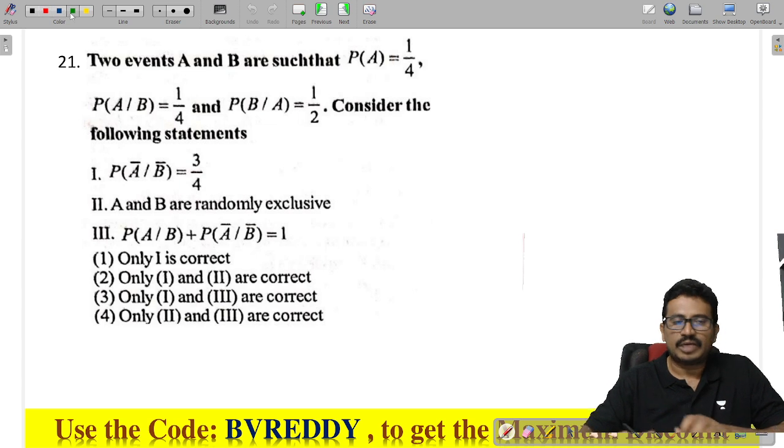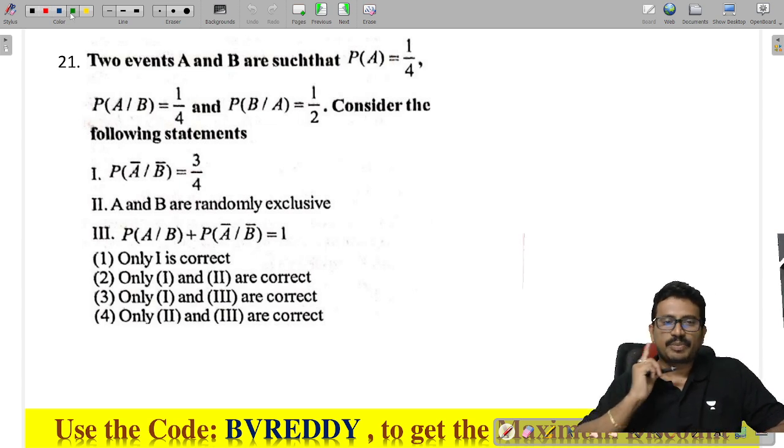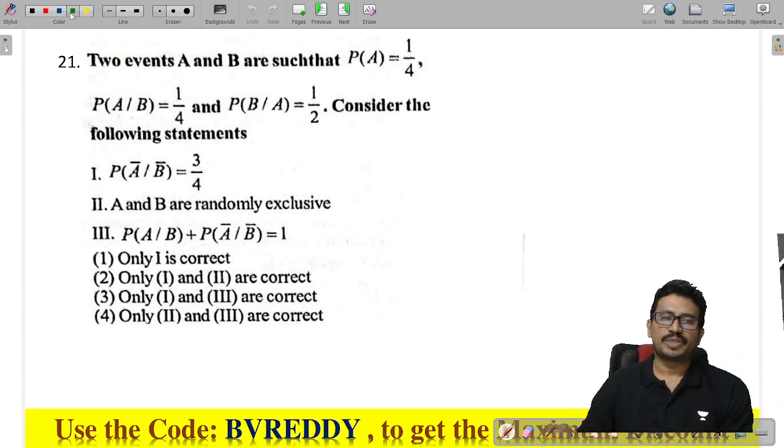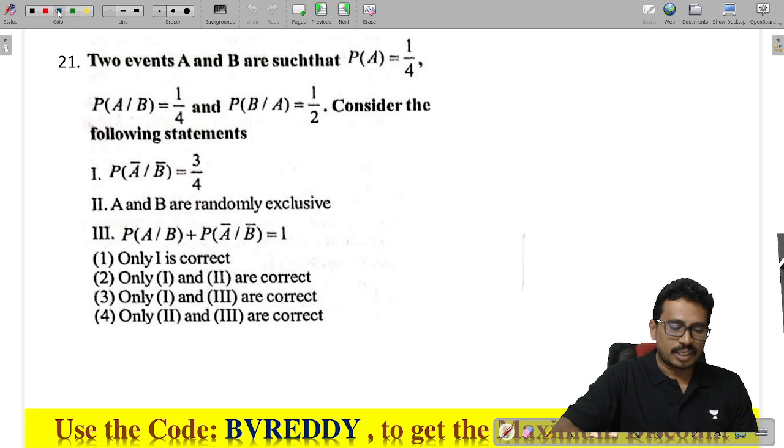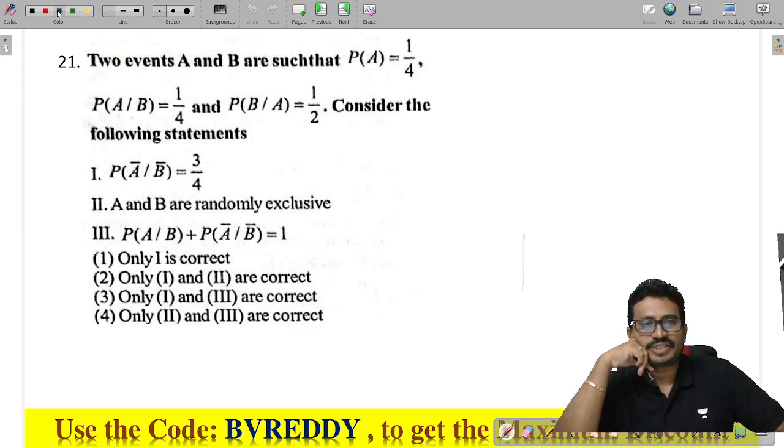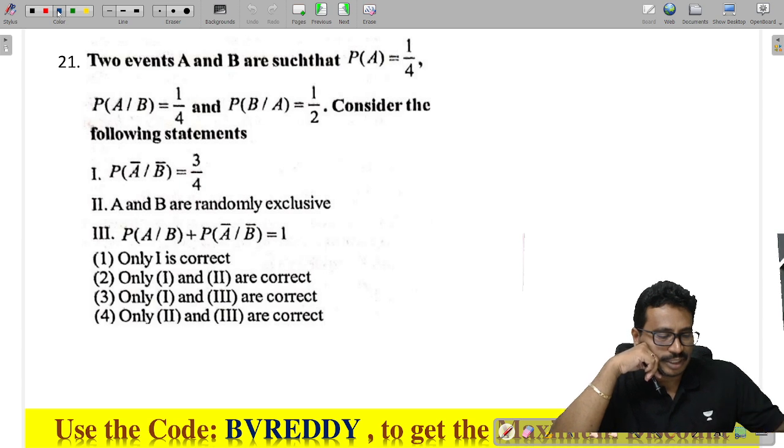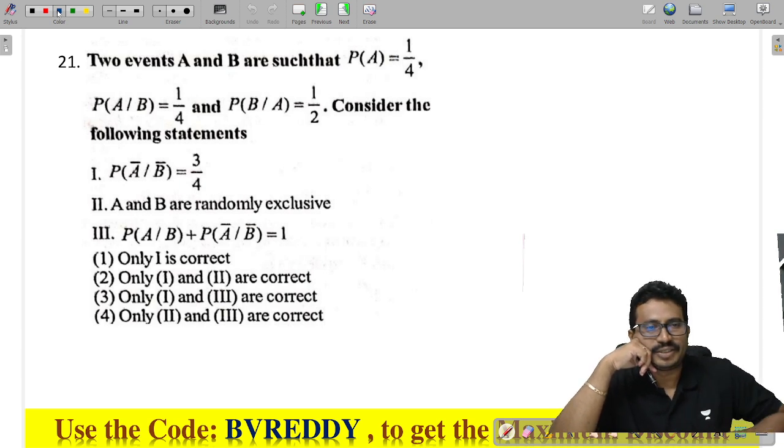Next, here we have done the linear algebra problems. Now let's see the probability problems, and see them one by one. Two events A and B are such that P of A, P of A given B, and P of B given A are given. Consider the following statements, and they are asking to find which of the following statements are correct.